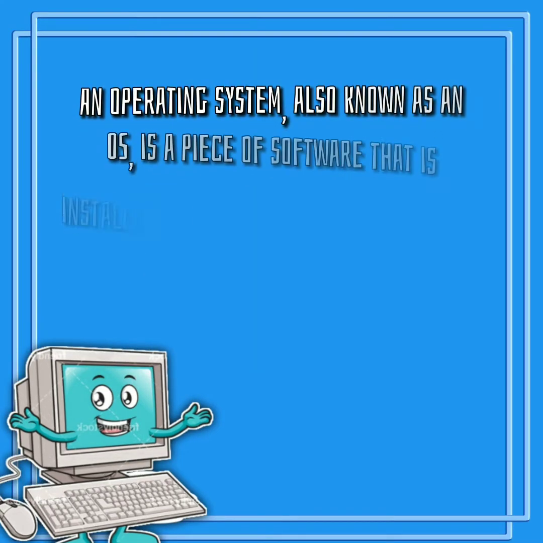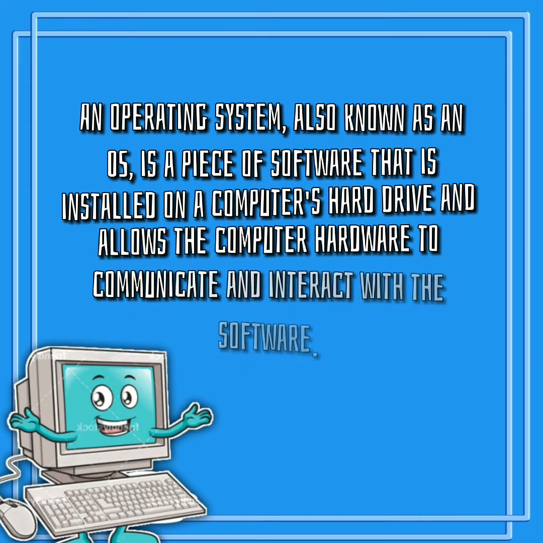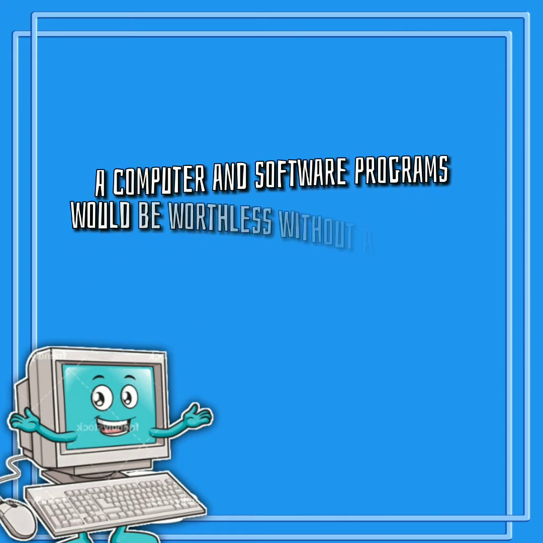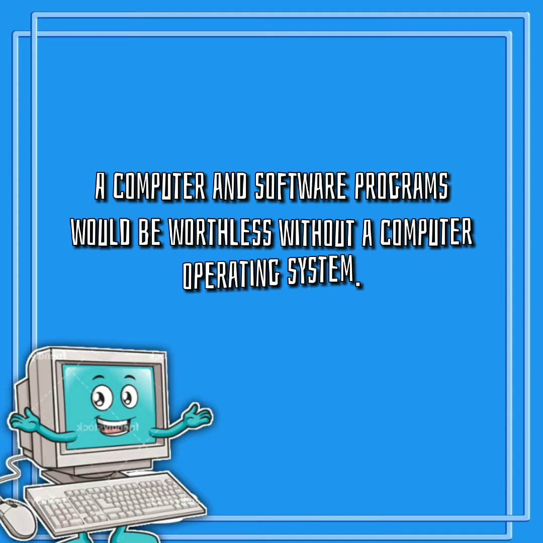Operating system, also known as OS, is a piece of software that is installed on a computer's hard drive and allows the computer hardware to communicate and interact with the software. A computer and software programs would be worthless without a computer operating system.